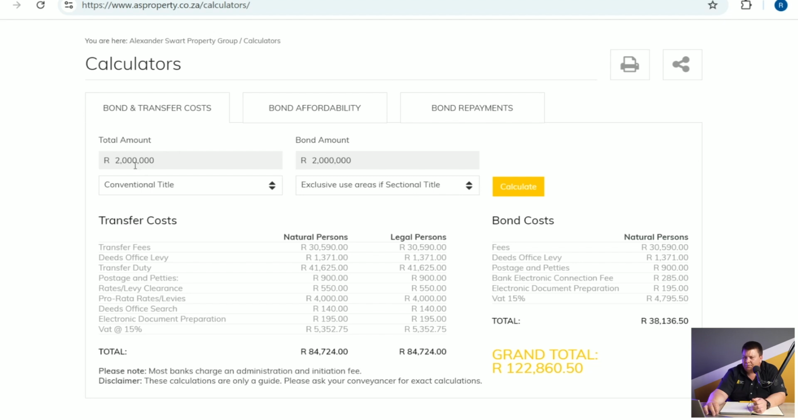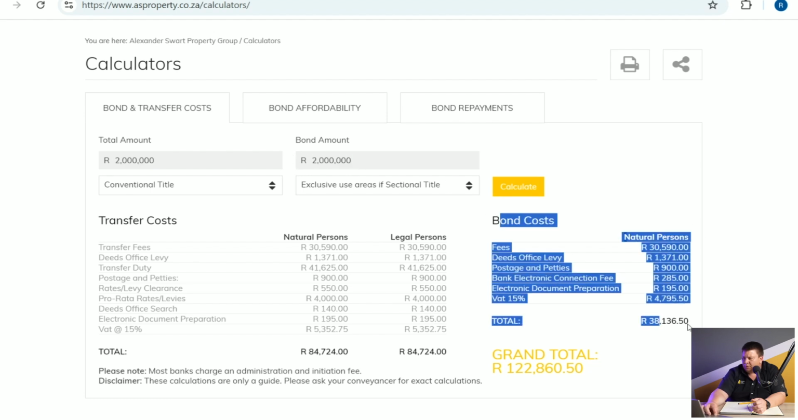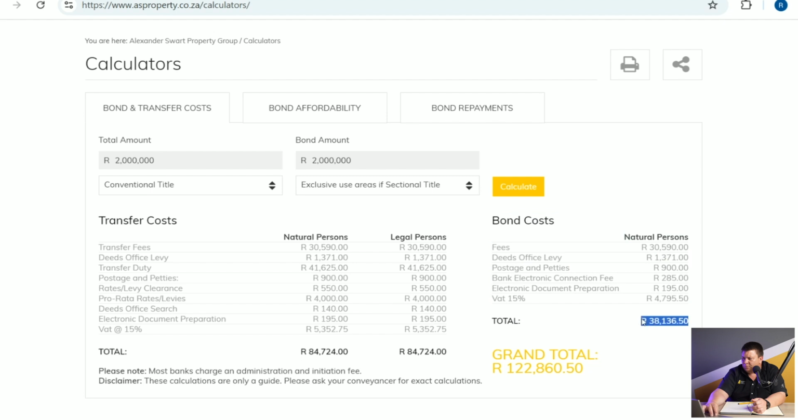If you were to buy a property of 2 million Rand and you were to register a bond of 2 million Rand, the bond costs, if we look on this side, would equate to about 38,000 Rand. That is the cost of employing an attorney to act on the bank's behalf to formally register your property as security for the loan. That cost is 38,000 Rand on a 2 million Rand bond.